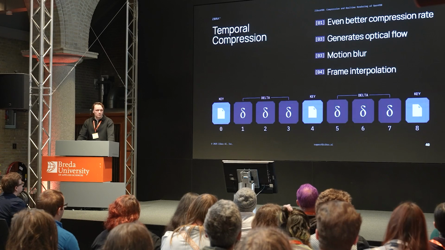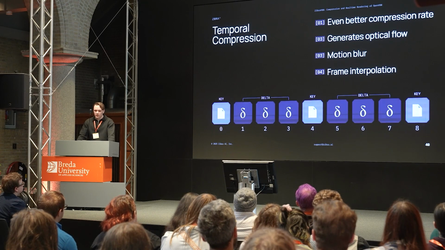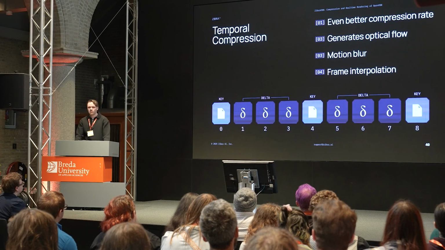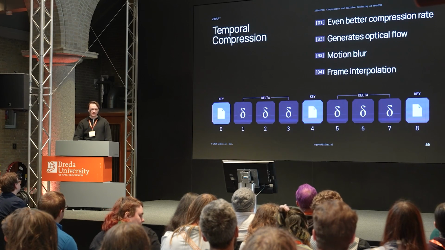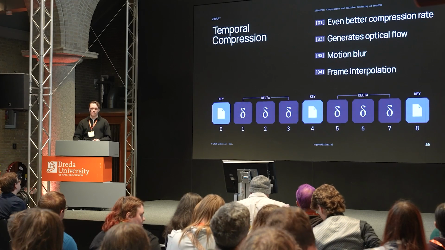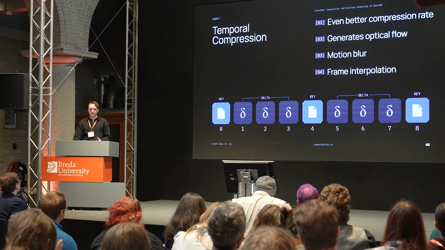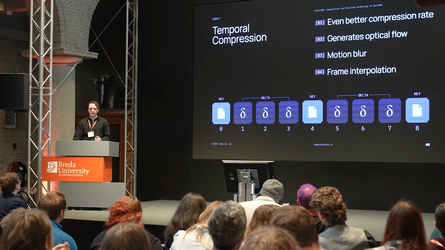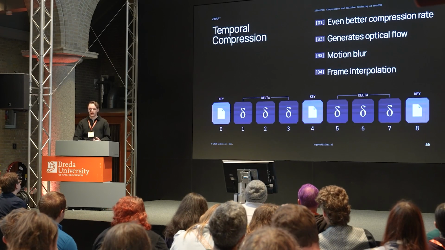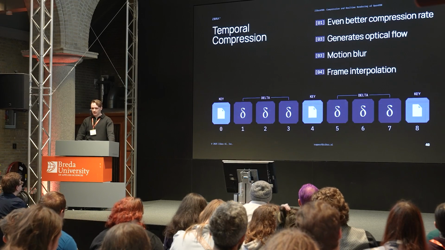And next, a very important thing we are working on is temporal compression. This is something that video codecs do. So instead of compressing each frame separately, you just compress, for example, each fifth frame, and for all frames in between, you calculate a delta. So what's the difference between them? And you compress this difference, not the whole frame. And this will allow us to get much better compression rates.